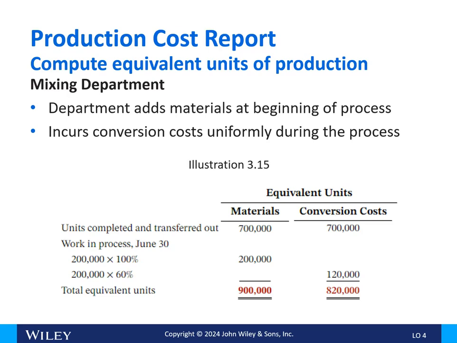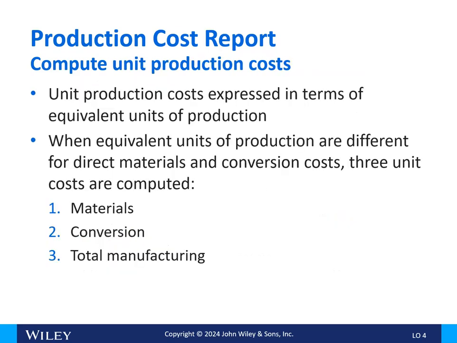So now that we have total units, our total costs, and our equivalent units, we can compute the unit production costs. It's expressed in terms of equivalent units of production. When equivalent units of production are different for direct materials and conversion cost, 3 unit costs are computed, 1 for materials, 1 for conversion, and 1 for total manufacturing.